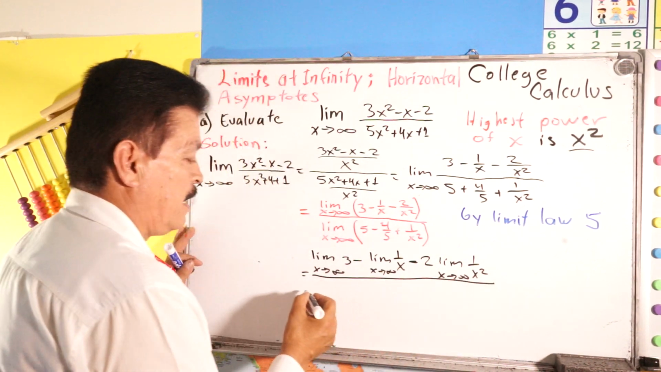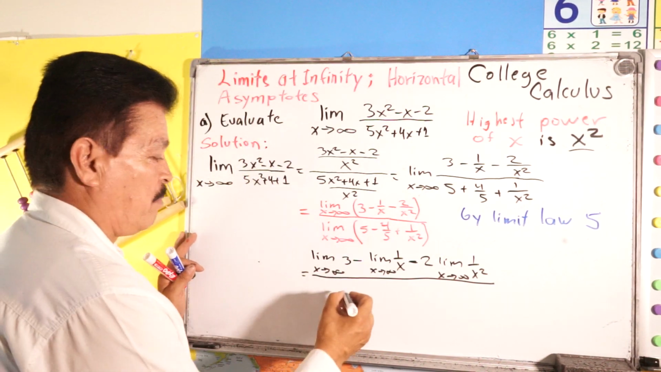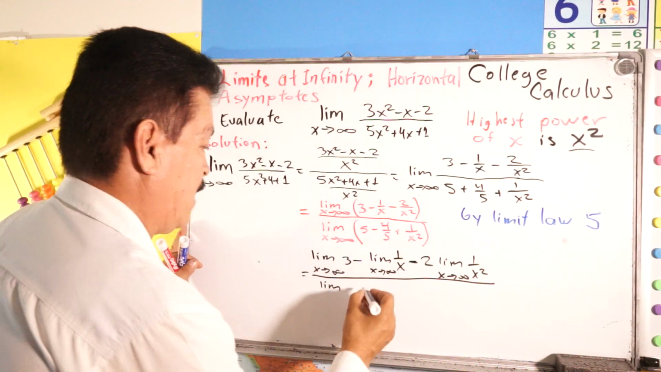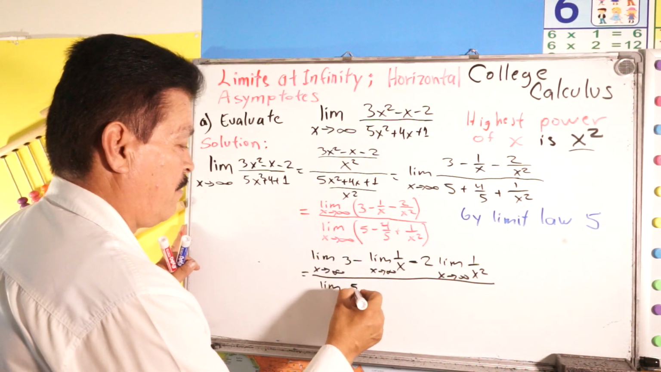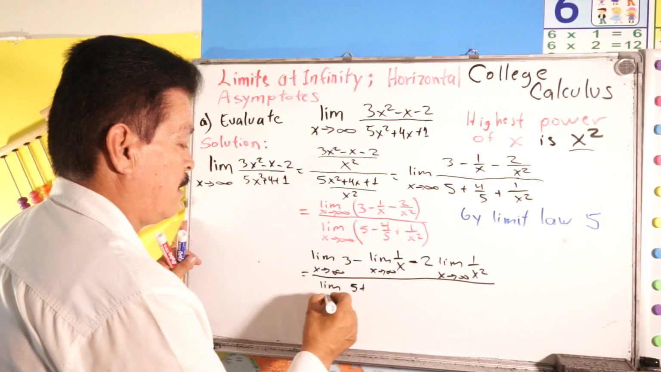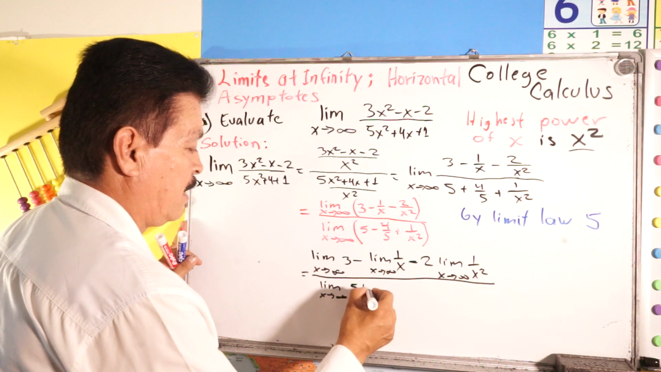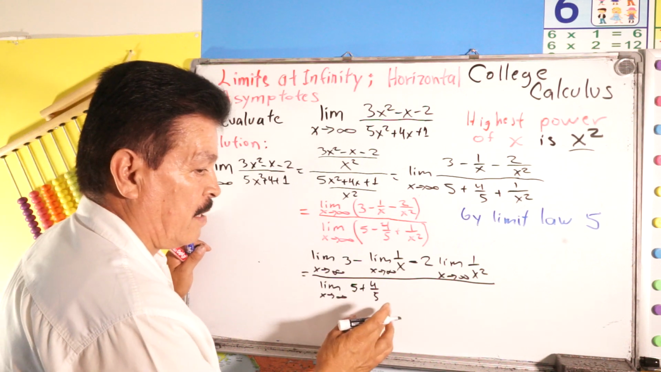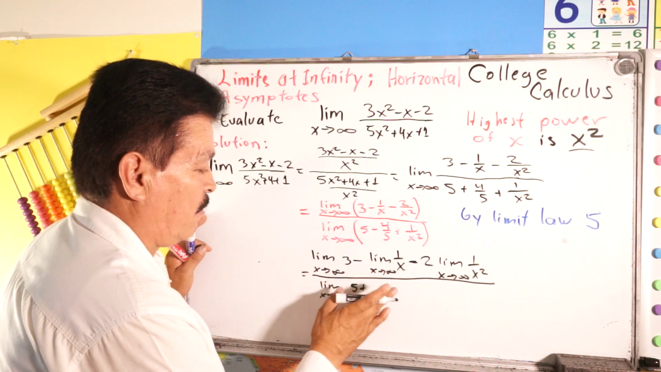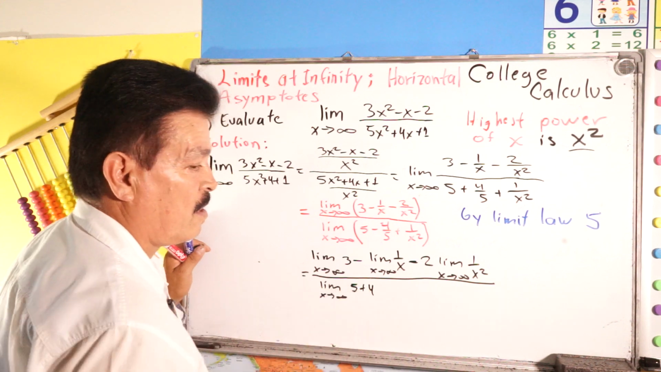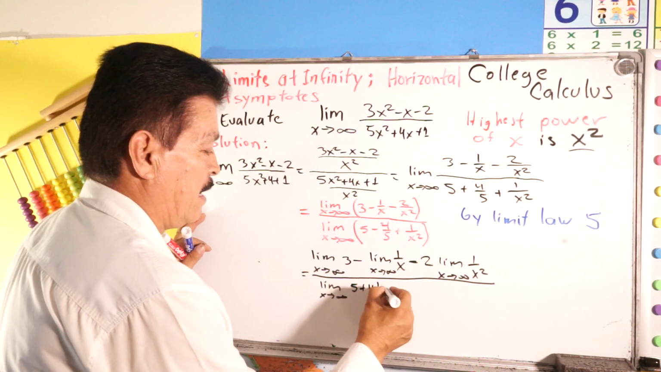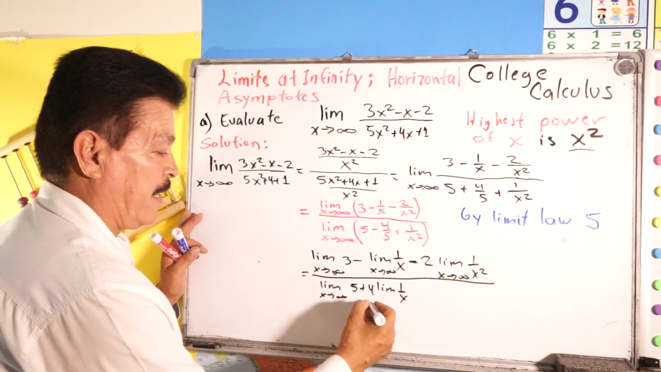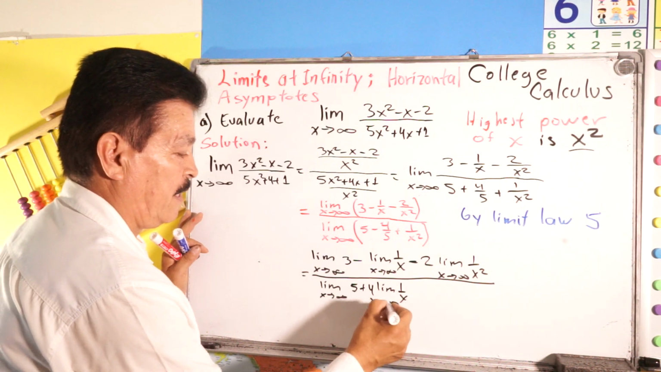In the denominator, we will have the limit of 5 plus 4 times the limit of 1/x when x approaches infinity.